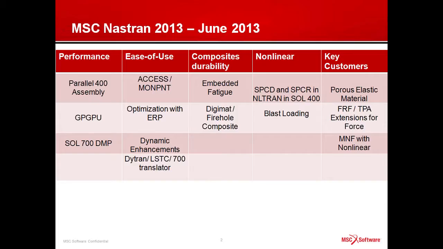So to do the quick summary, with each release we try to attack a few different themes to help our customers and our users out. And the themes are improving the performance of the product, improving the ease of use of the product, focusing on composites and durability. This is both for the aerospace industry and the automotive industry. Improving the nonlinear capabilities in both SOL 400 and SOL 700, and addressing particular needs for industry segments, and this is again mostly addressing the automotive industry and the aerospace industry.